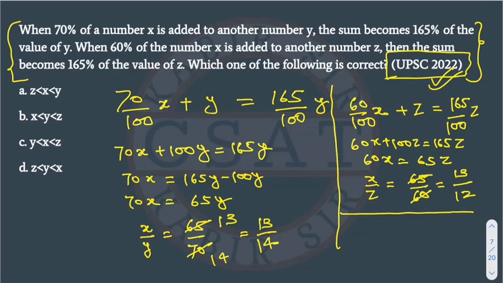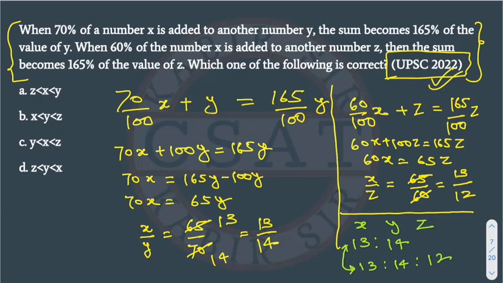Now we know from our learning of ratios, if numbers x, y, z are given, here x was 13 and y was 14, and here x is 13 and z is 12. Because both the x values are 13, y will be what? So y will be 14 here, right? So it will become like this.